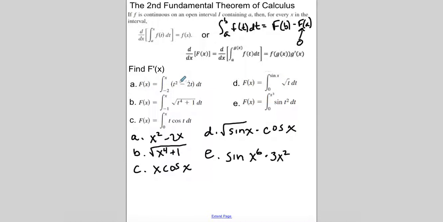And so these are the derivatives of these accumulation functions here. And so again, all you need to do, if it's going from a number to x, switch the t's or whatever variable they use here with x. If your upper limit is a function of x, just remember to multiply by the derivative of that function.